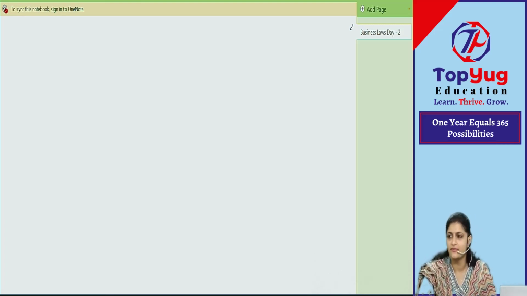Then what did we discuss? What is section 2? Definition. What do you mean by definition? Yes, meanings given in legal terms. Not your normal common meanings, which is the dictionary meaning. It is definition. It is the meaning in your legal terms.